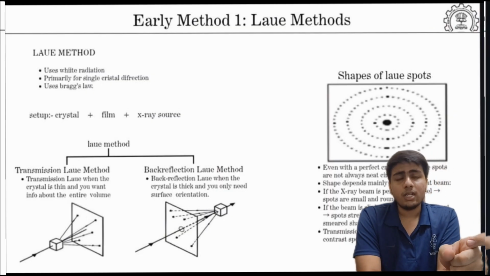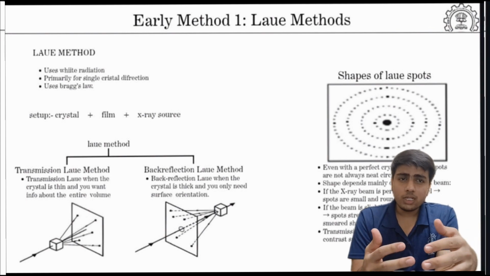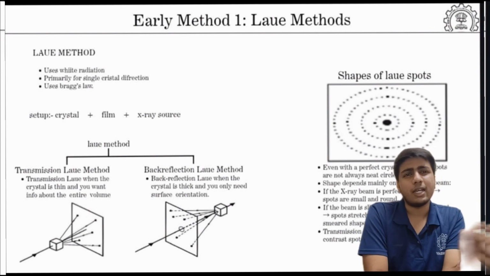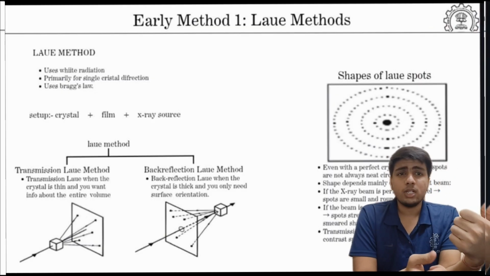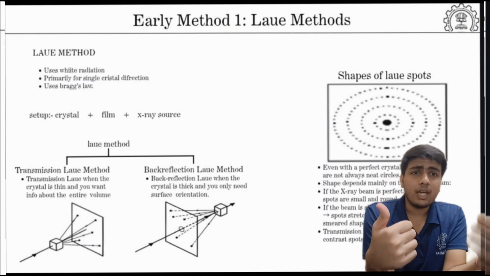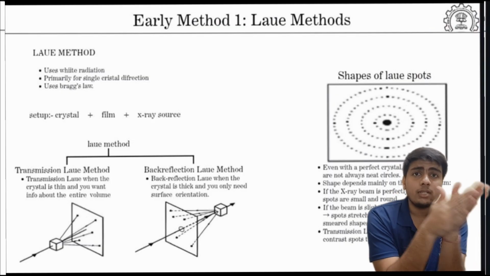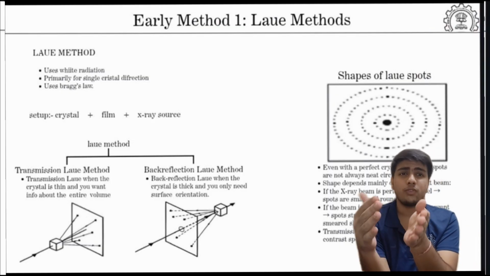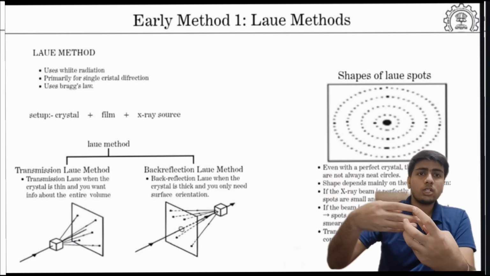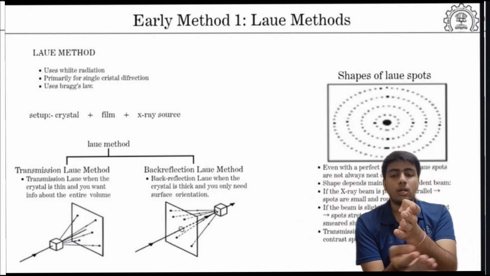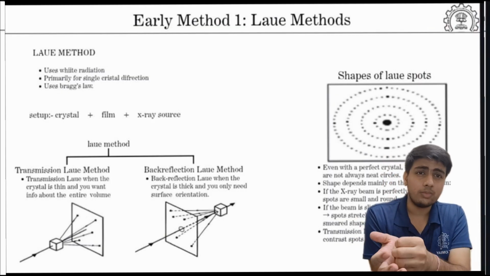If the X-ray beam is parallel, the spots are small and round. If the X-ray beam is divergent or convergent, the spots will be elliptical or line-shaped. The Laue method is of two types. First is the transmission Laue method, and the second is the back reflection Laue method. In the transmission method, the film is behind the specimen, and in the back reflection Laue method, the film is in front of the crystal or the specimen. The beam passes through the crystal and gets reflected back and recorded on the film that is present in front of the crystal. That's the back reflection Laue method.